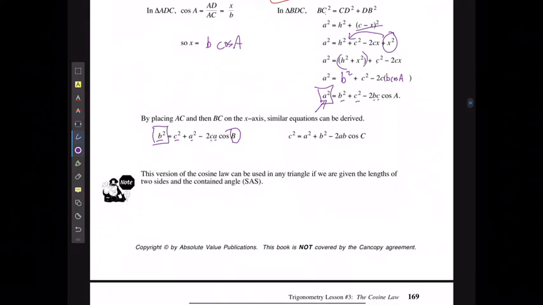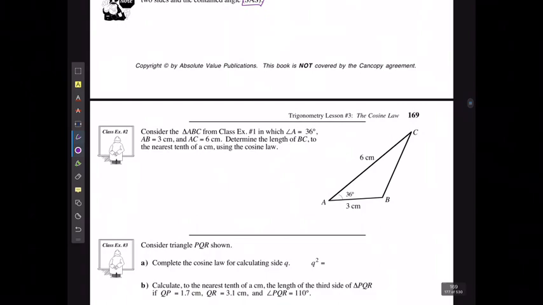So this version of the cosine law can be used in any triangle if we're given the lengths of two sides and the contained angle, SAS. So anytime that I have two side lengths and the angle between them, this is the formula I'm going to use to find the other side length.